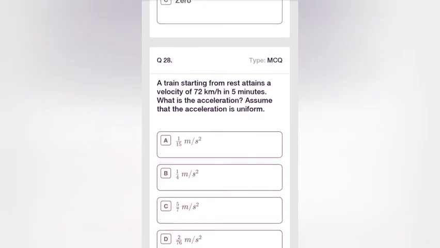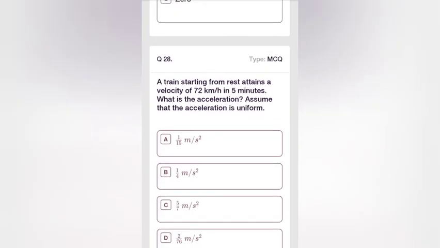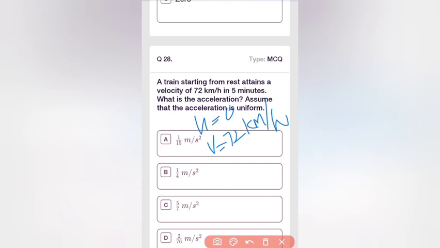Okay. A train starting from rest attains a velocity of 72 km per hour in 5 minutes. What is the acceleration? Assume that the acceleration is uniform. Okay. So, it is starting from rest. That means the initial velocity is 0. And it is reaching the final velocity, which is 72 km per hour. We have to convert this to meter per second.